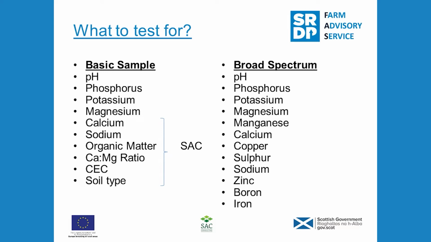The step further, going for the broad spectrum analysis. Now this is more commonly used for high value or sensitive crops or where there's a known deficiency with some of these extra micronutrients such as calcium, copper, etc. You might have livestock that have low selenium and you're looking to test the soil. Although you can't actually apply selenium to the soil, it's just going to give you more information on that.